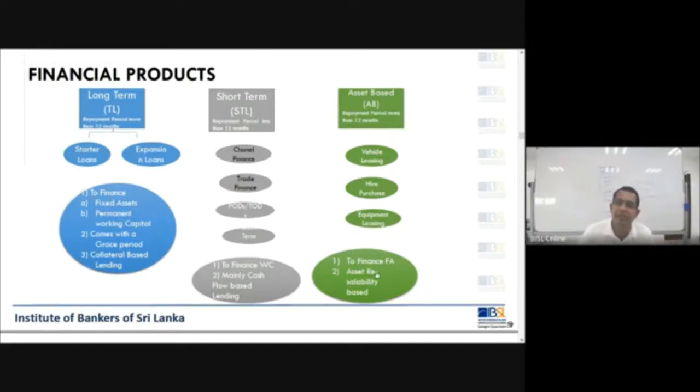Then we have the asset-based products like vehicle leasing, hire purchase, and equipment leases, where we lend based on the asset we are financing. The lending decision is mainly taken based on the asset financed by us. For the previous two, it is purely based on the creditworthiness of the customer. But for asset-based, we look at the asset first, decide that this much can be granted, and based on that we look at the creditworthiness.